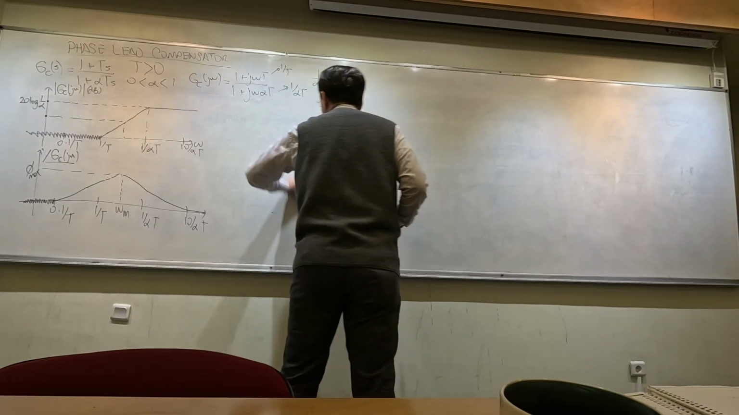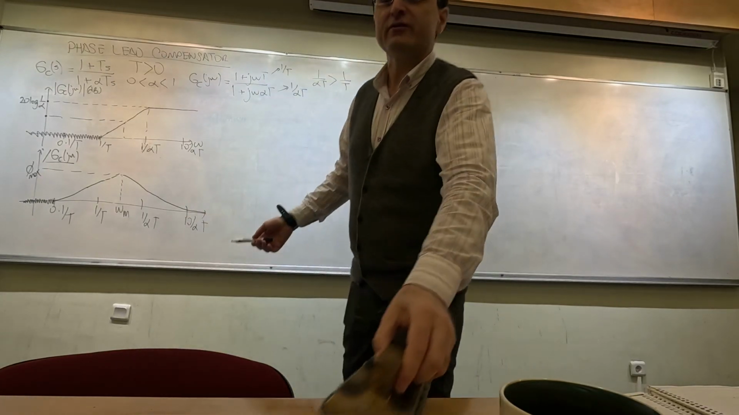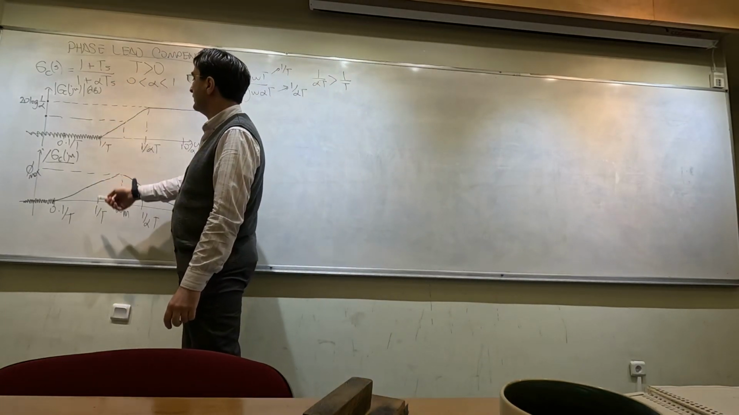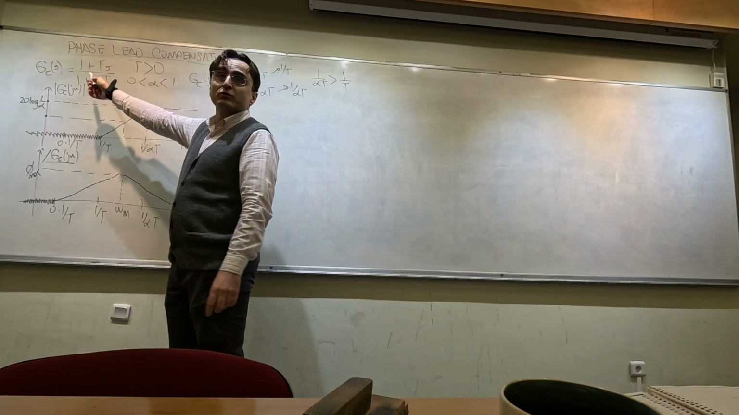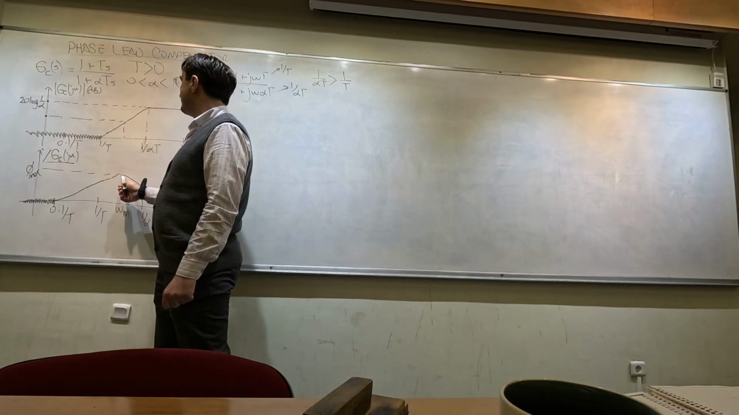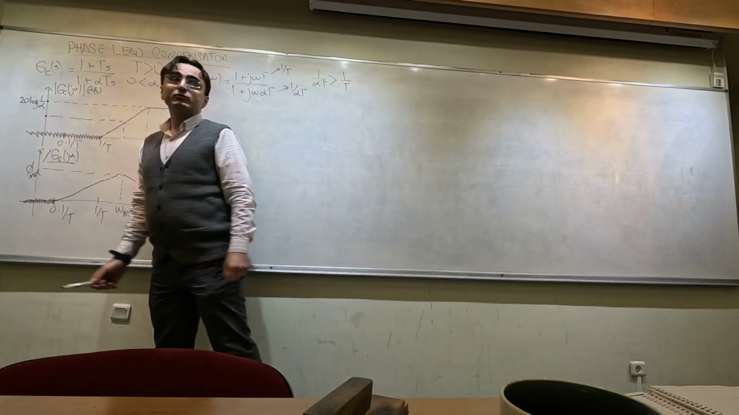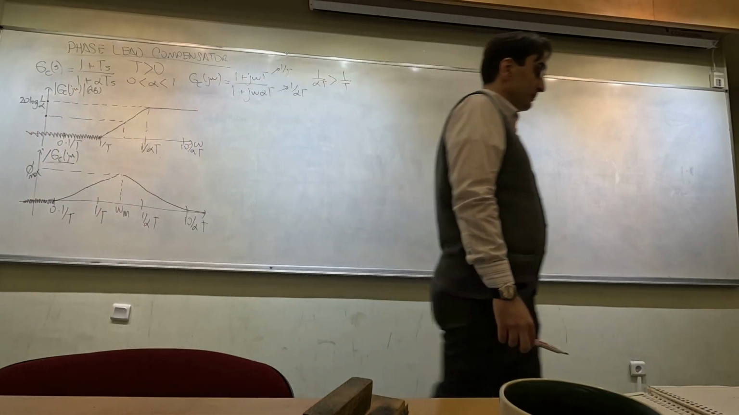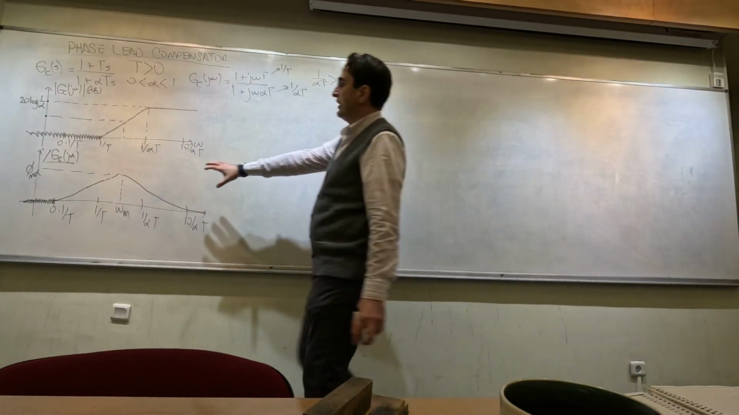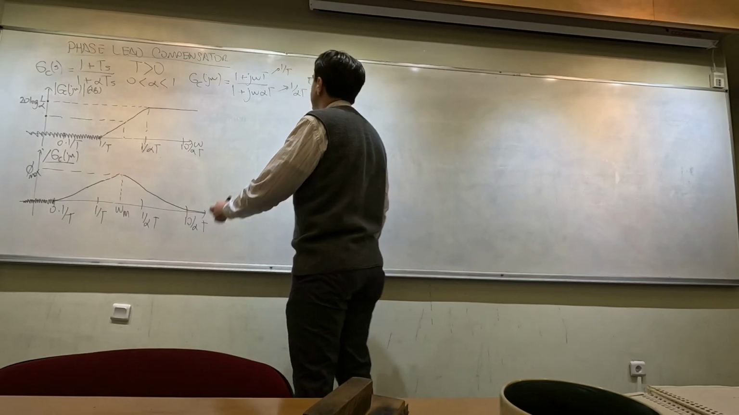So now we are going to investigate what these parameter values are. Omega m, what is it in terms of alpha and T? Phi max, what is it in terms of alpha and T? And what is this magnitude at the peak phase here? What is the magnitude there of the system?